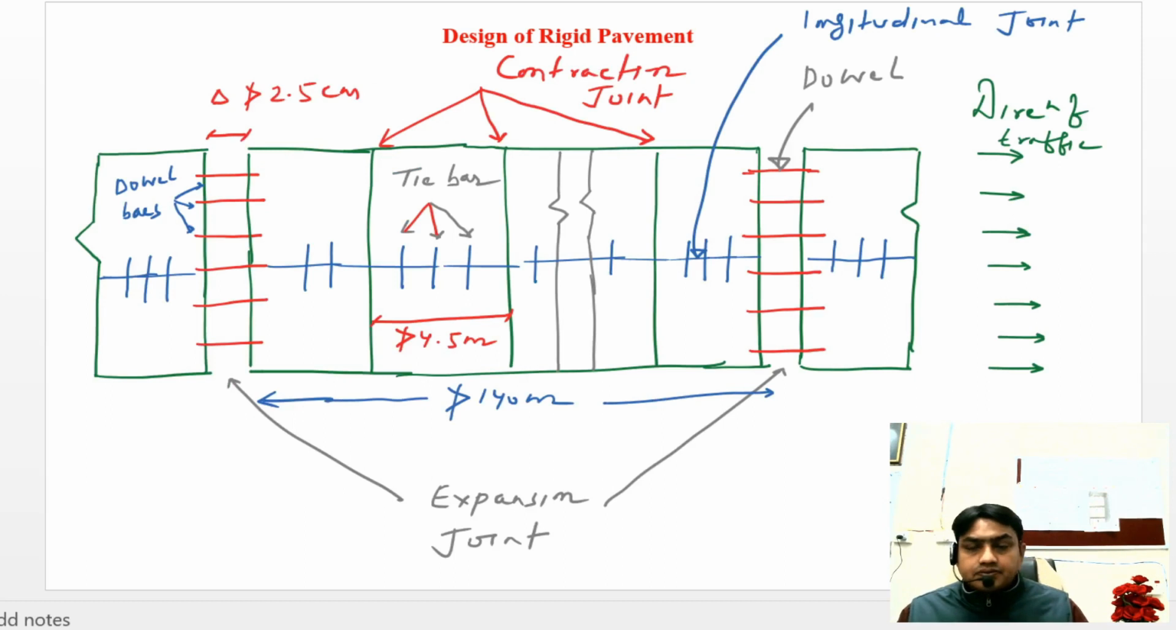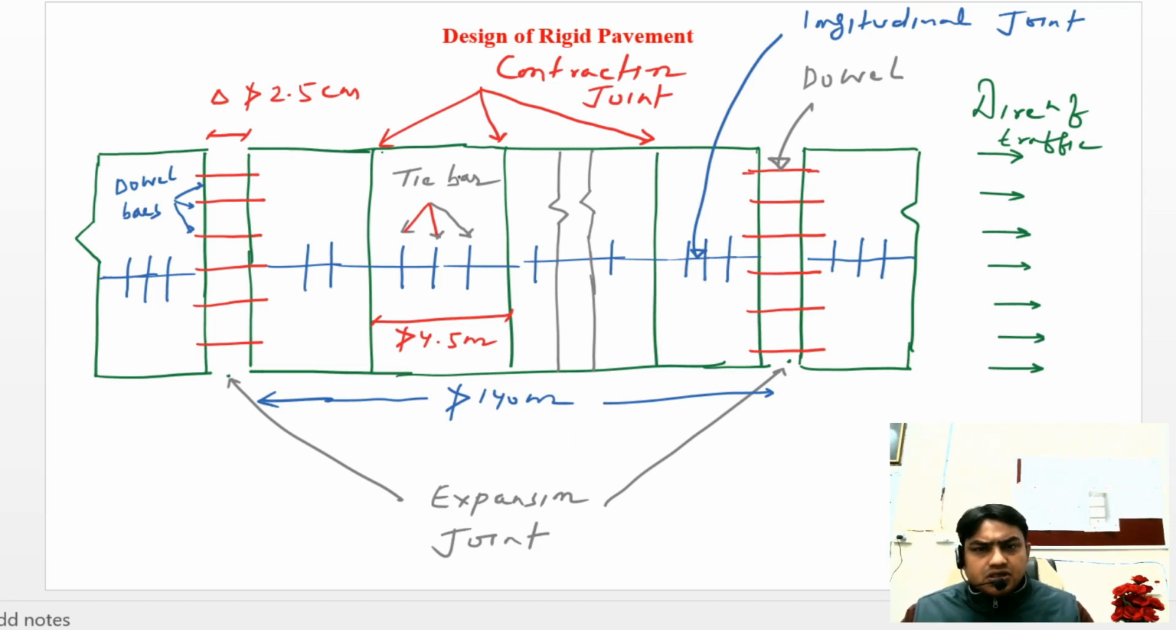Here we can say this is the direction of traffic, and these are the different slabs. This joint and this joint are called expansion joints, and IRC says that the spacing between these expansion joints should not be greater than 140 meter. Similarly, these are the dowel bars, and these are the tie bars provided. These joints are called contraction joints, this is called the longitudinal joint, and these are the dowels provided in the direction of traffic.